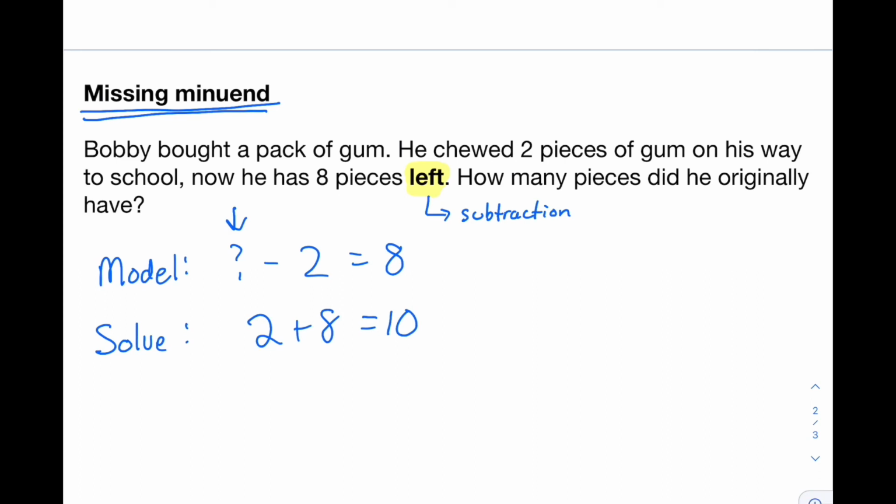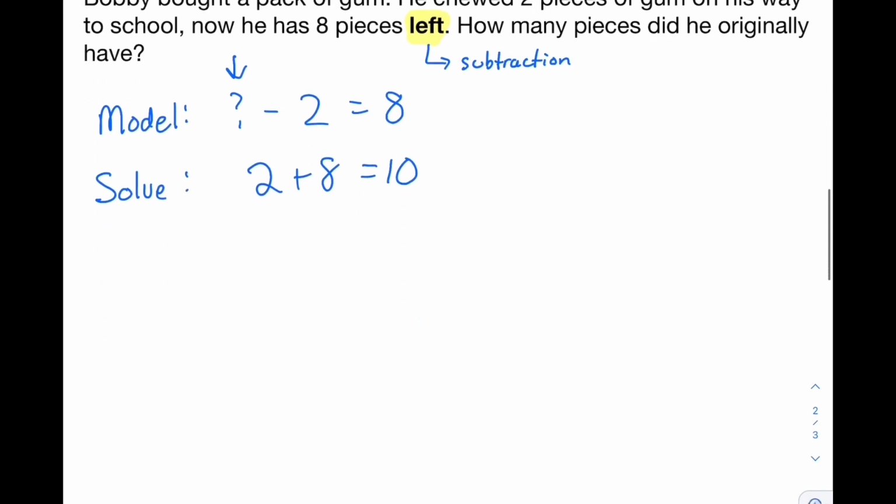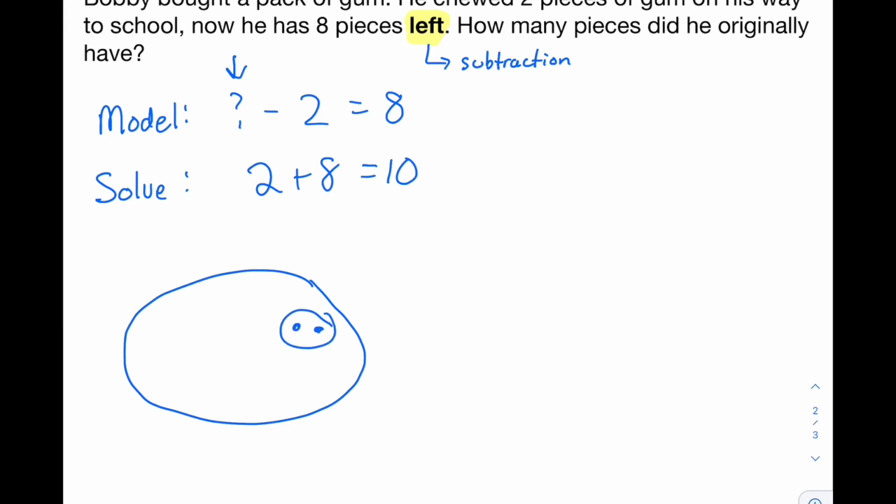visual representations. In the last problem, we had a measurement, a continuous amount of wire, and now we have discrete objects, so we'll go with a discrete set model. So here we have a set of gum, and 2 pieces get chewed, so those get taken away. And we know that we have 8 pieces left. So after we take those 2 pieces away, we have a total of 8 pieces of gum. So we can see that we would add those together to get the original amount.